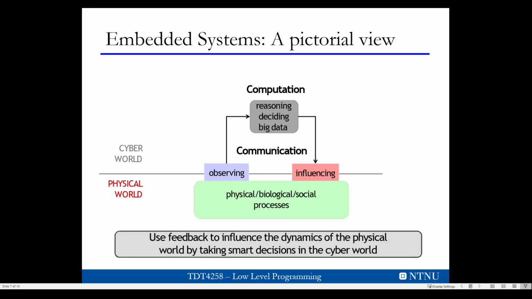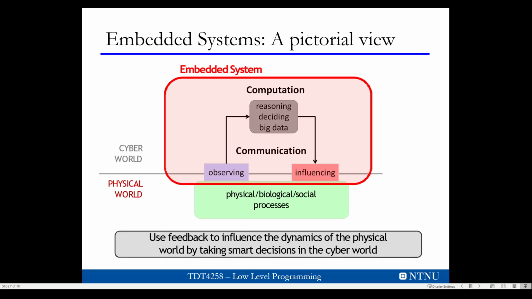Okay, so let's see a graphical view of an embedded system. Here we have the physical world where some physical processes are happening. They may be biological, social, or anything. And then there is the cyber world where these processes will be observed, operated on, and a decision will be taken on how to influence the world so that it behaves or it can be controlled. So this part of the figure, where we are observing the physical process, giving this information to the digital system, which is operating on it and then taking a decision on how to influence the physical world, is part of the embedded system. So there are three critical things: observing, processing the information, and deciding how to influence the physical world. This encompasses an embedded system.